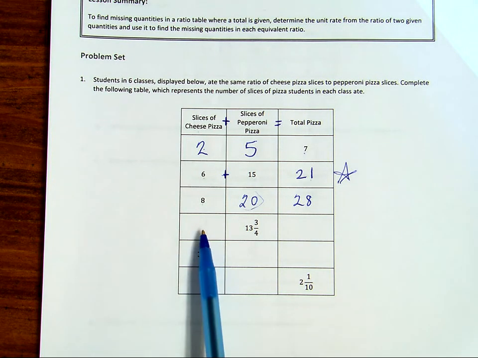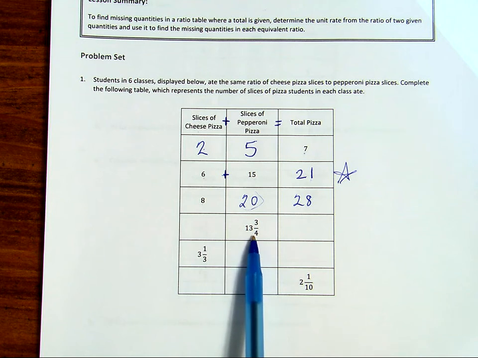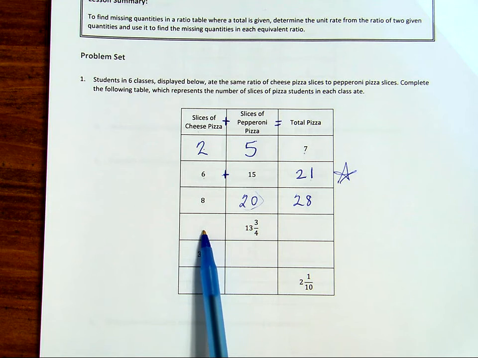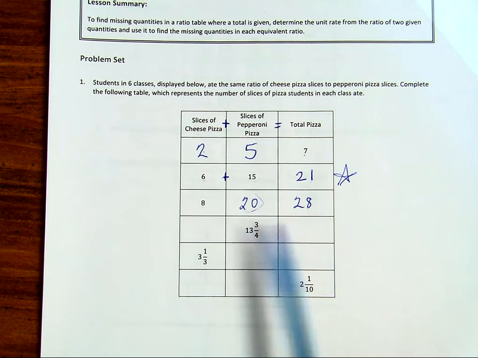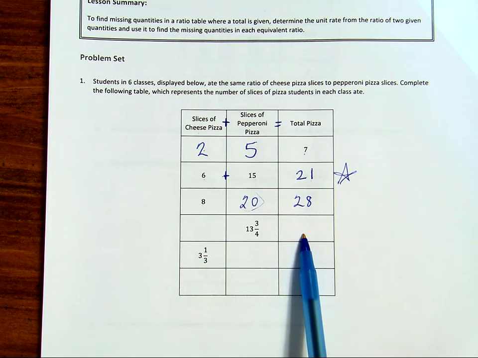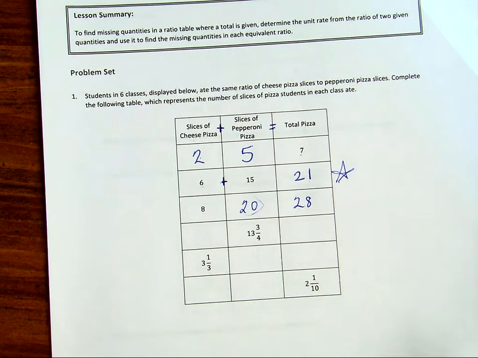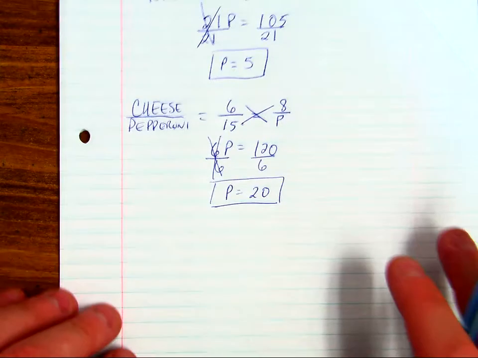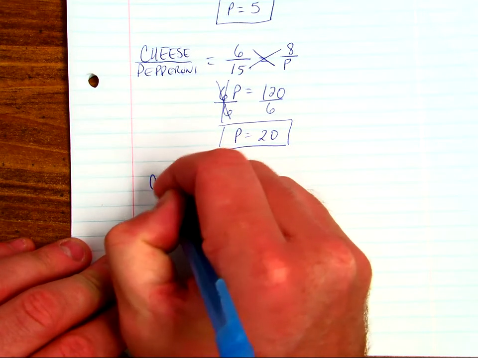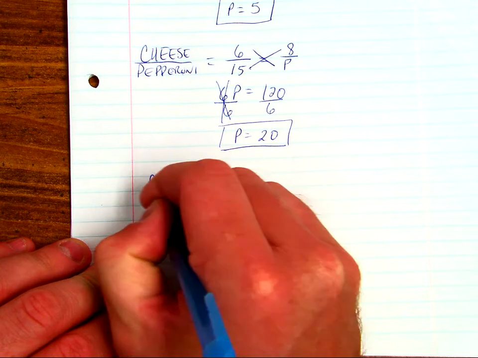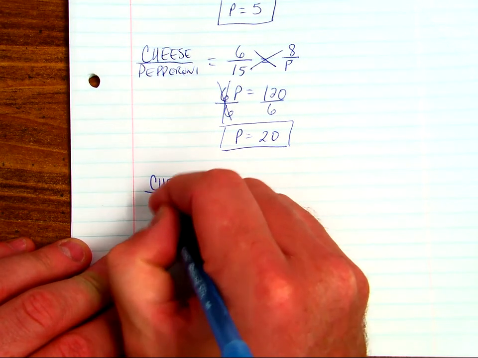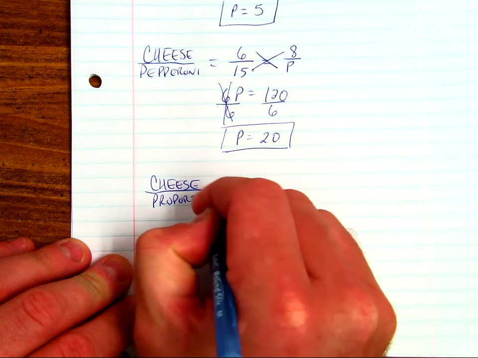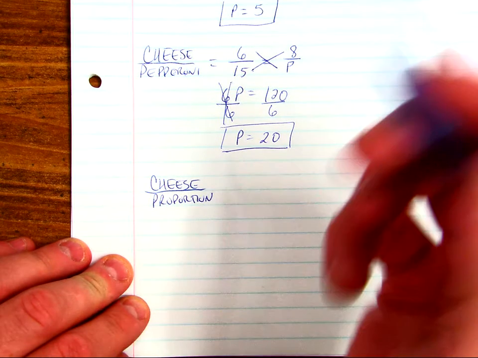Now what we have here is we are given the number of slices of pepperoni pizza, and we are asked to find the number of slices of cheese pizza, and then come up with the total. So for this one, I am going to make my ratio cheese to pepperoni. There is no reason why I chose that. I just wanted to choose a different ratio from what I've chosen in the previous examples. And I just wrote proportion down. It's supposed to be pepperoni.